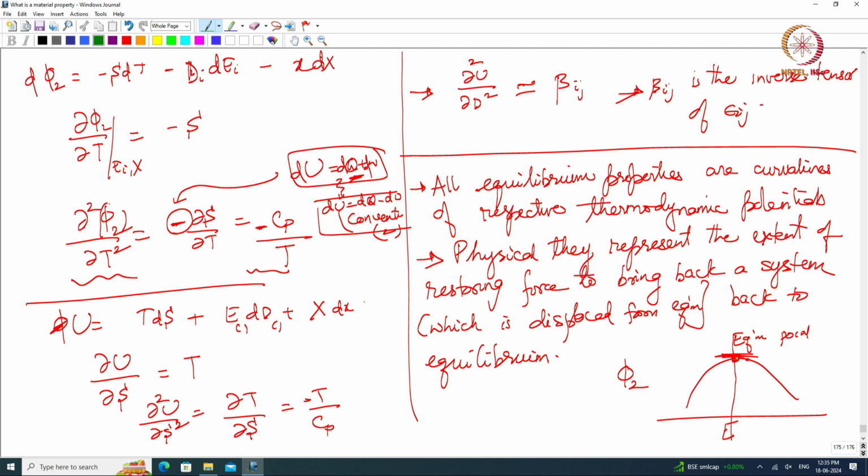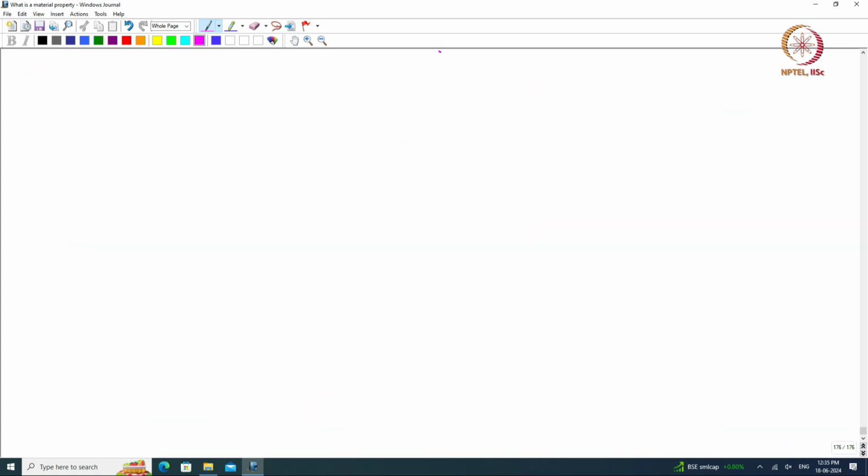If I displace phi 2 away from equilibrium, what is the force acting on phi 2 so that it can come back? It is going to come back, right. So, the restoring force back to the equilibrium point is determined by the epsilon ij, which is the dielectric constant of this material. All right. So, that is the direct properties. What about the coupled properties?